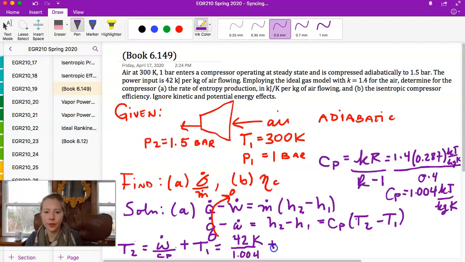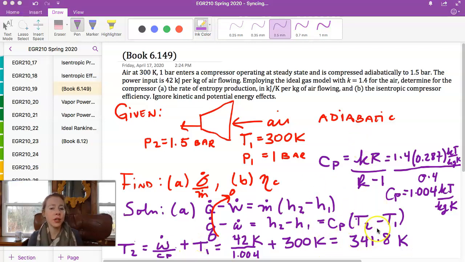Plus T1, which is 300 Kelvin, which is going to give us 341.8 Kelvin for T2. Okay, so now that we know the second temperature, we can go through and do our entropy balance because entropy is a function of temperature.